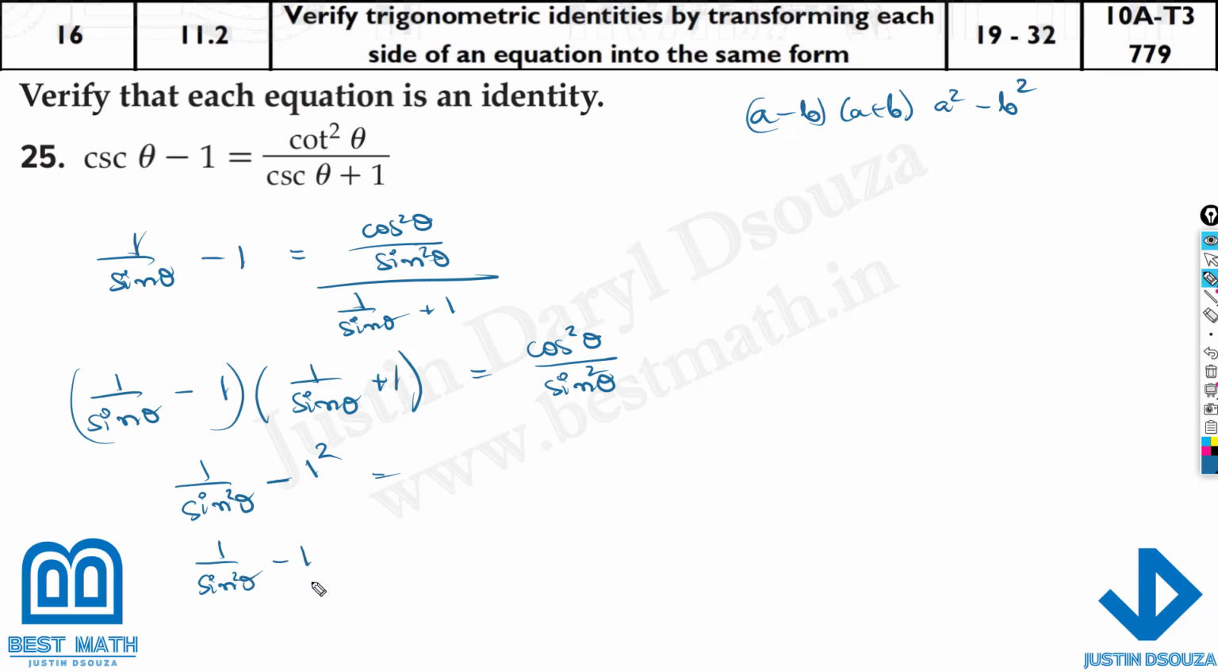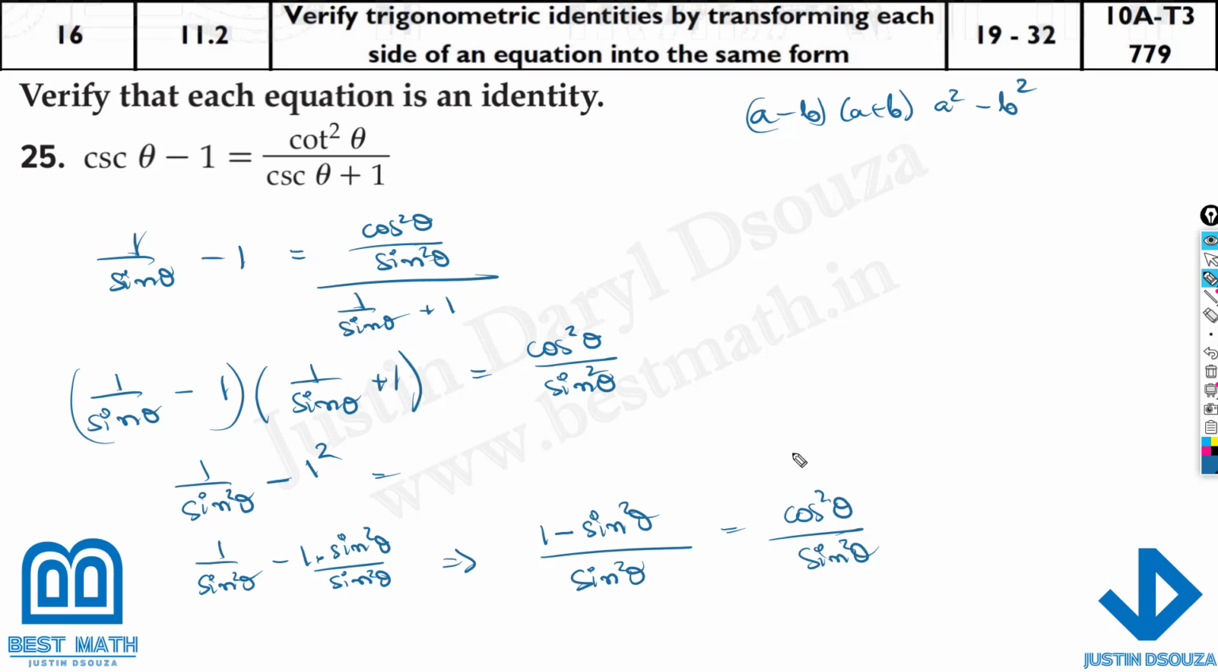Now let's take the common denominator. What do you do? Multiply and divide by sine squared theta, right? So here you multiply by sine squared theta and divide by sine squared theta. The denominators are the same, so we are getting sine squared theta in the denominator, and we will have 1 minus sine squared theta. What is 1 minus sine squared theta? It is cos squared theta by sine squared theta. Now it's equal, right?